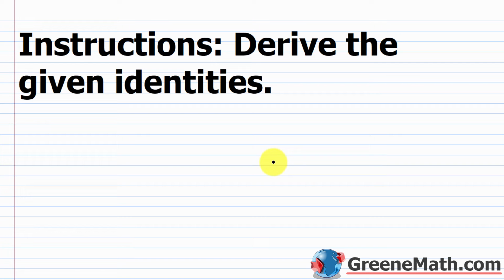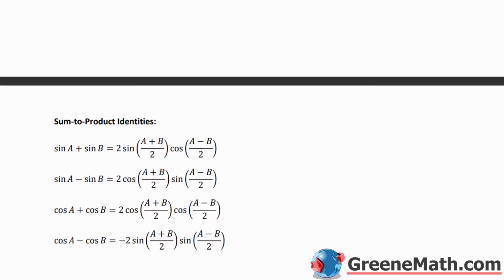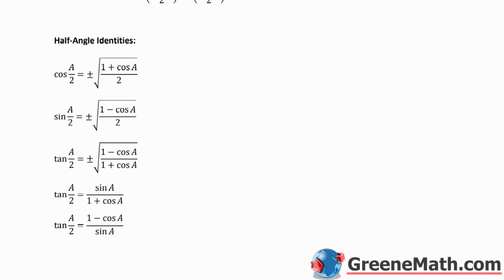All right, let's take a look at the practice test. For the instructions, we're asked to derive the given identities. For the first problem, we have the cosine of a over 2. So let's go back to the handout and scroll down to where we have the half angle identities.